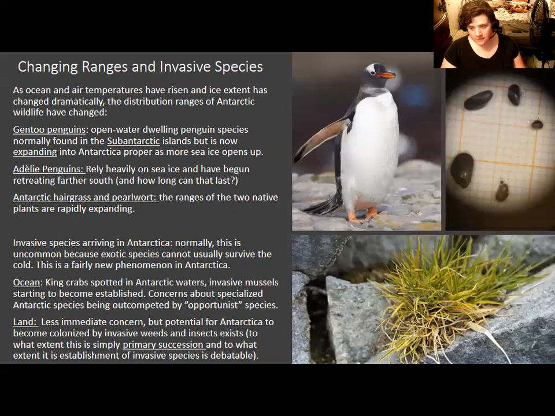And this is maybe less of a concern on land, because the land doesn't support much life to begin with. But on land, there's much more potential for airborne insects and plant spores and seeds to start getting established on Antarctica, species that haven't been seen there before. And it's an open question as to whether this is really primary succession, because there weren't really plants growing there before, or whether it's an invasive species.